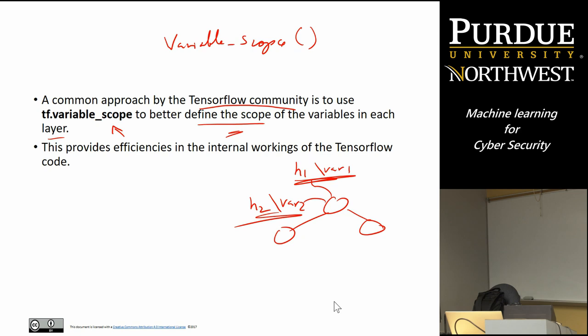var2 is now in scope h2. And then if you look at var1, if you're reading the graph, you may not know the relationship, but by looking at the variable scope, this is related to hidden 1, this is related to hidden 2. So it gives you a little bit more intuition.